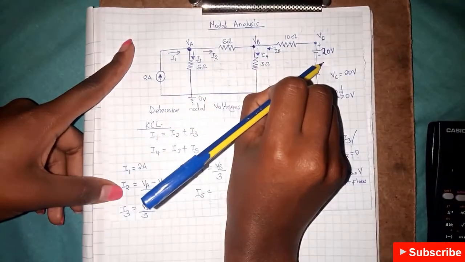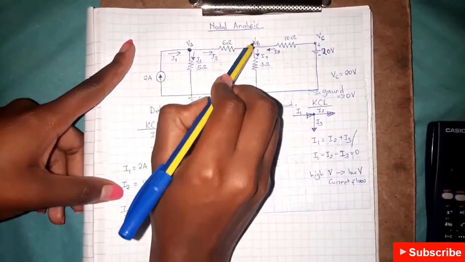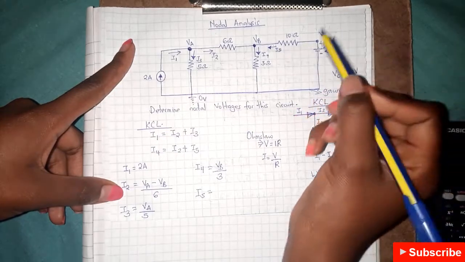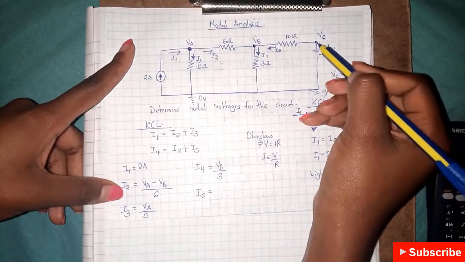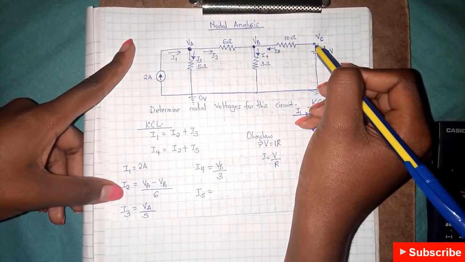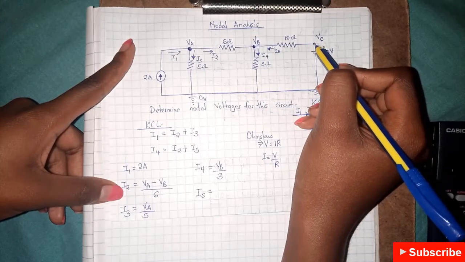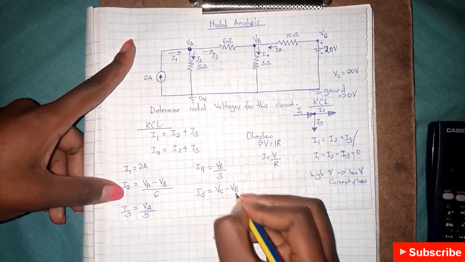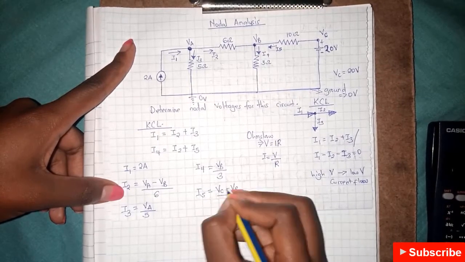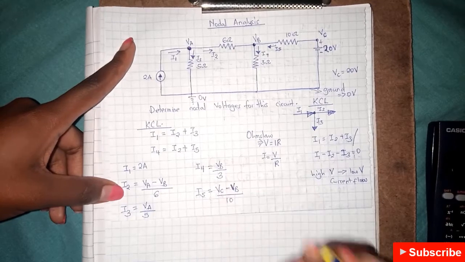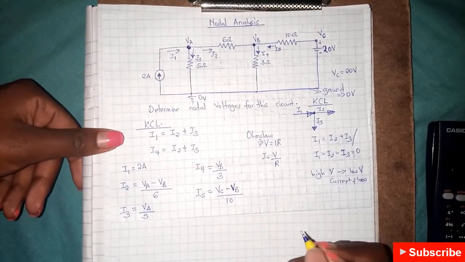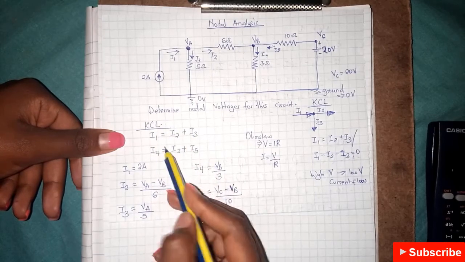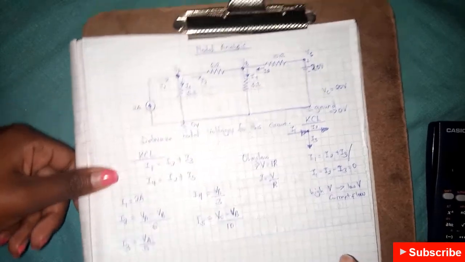You can assume it to go this way, but this will mean you will do VB minus VC. So since I have assumed it to go into this VB, then VC is smaller. No, VC is larger. So VC minus VB over 10. Okay, if you have any question, please leave it in the comments so that I can address it. So once we've determined this, then we can just plug them in here and get started.